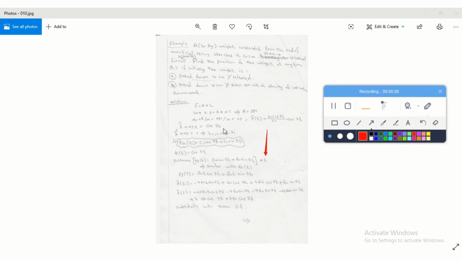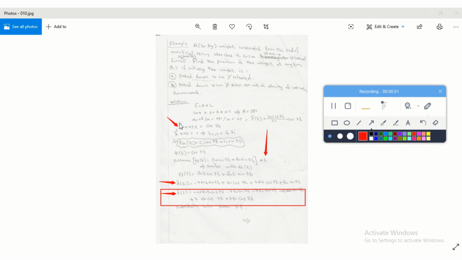Now we will do the comparison again. Now there is no similarity between the assumed XP and the XH. Now we will continue to do the derivation. X prime, then X double prime. Then we will substitute X double prime into the given differential equation, I mean the one that we already derived before.